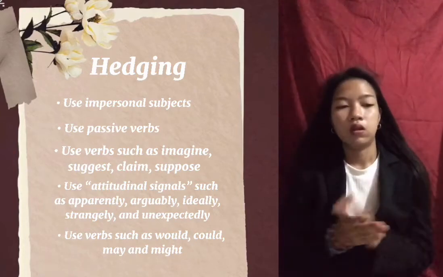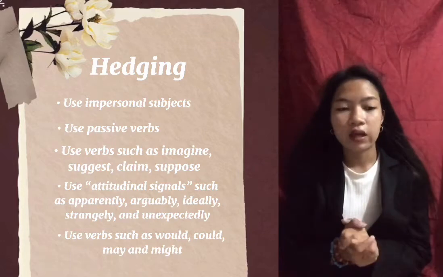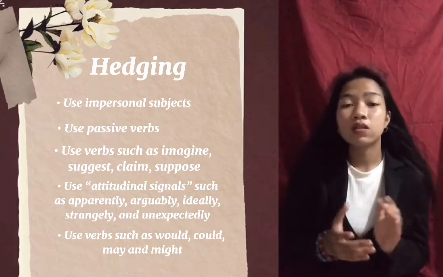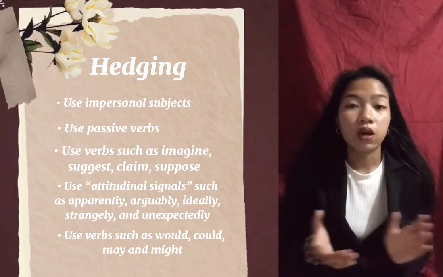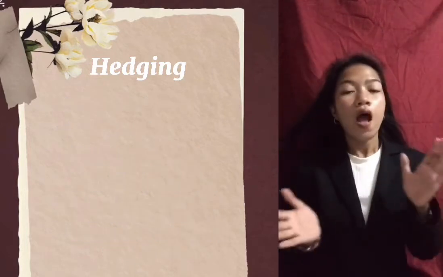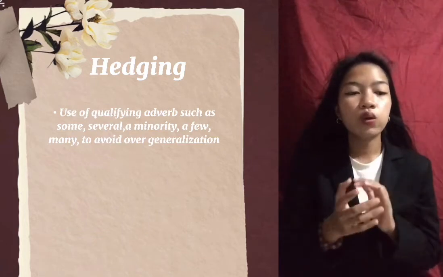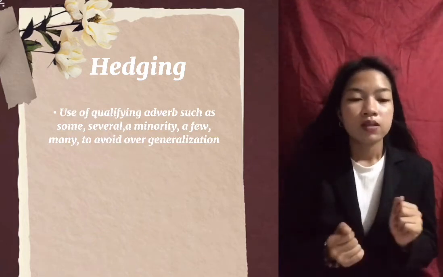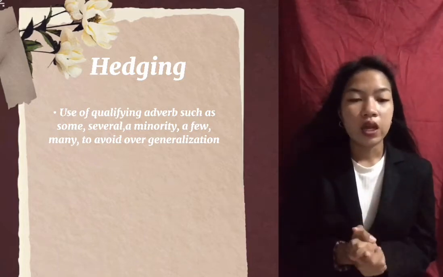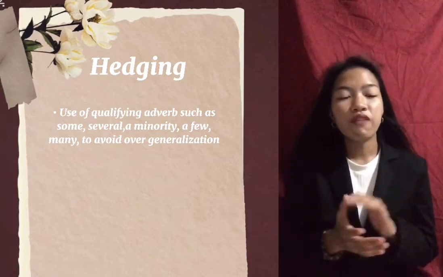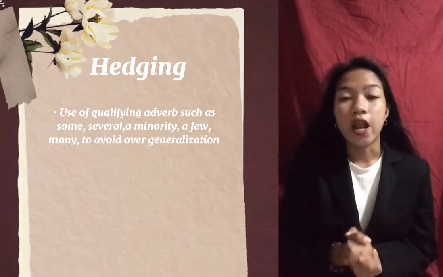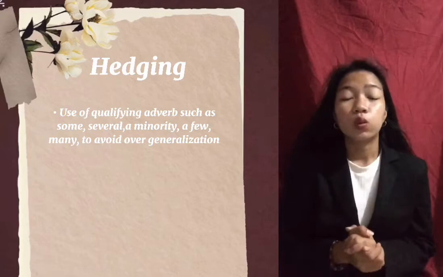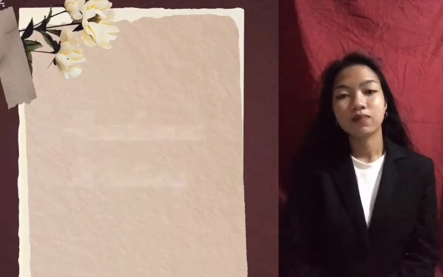So for example, it might affect the way of living of other people, or the restaurant could close because of the pandemic. And don't forget to use the qualifying adverbs such as some, several, a minority, a few, many, to avoid overgeneralization and make sure that you provide evidence to support the statement.